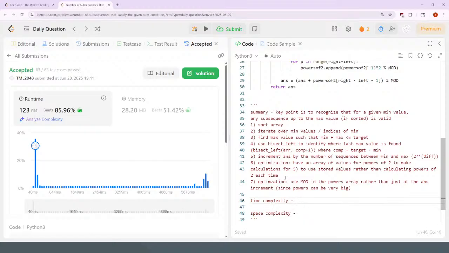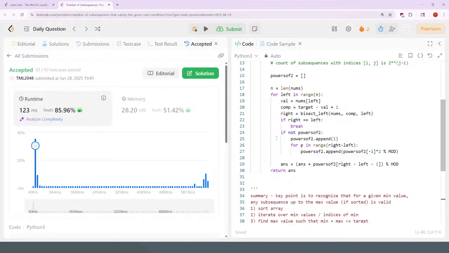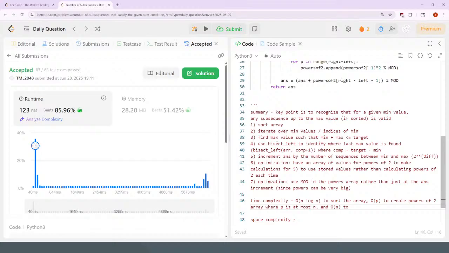Alright, time complexity, this is going to be O of n log n to sort the array, O of p to create the powers array, where p is at most n, the number of differences between the right and left index, and O of n to find O of n log n.